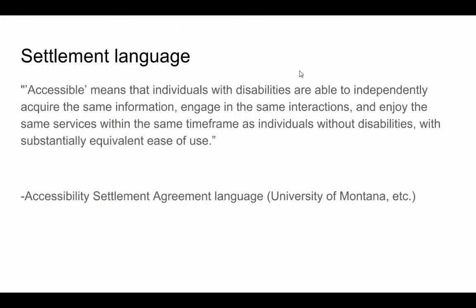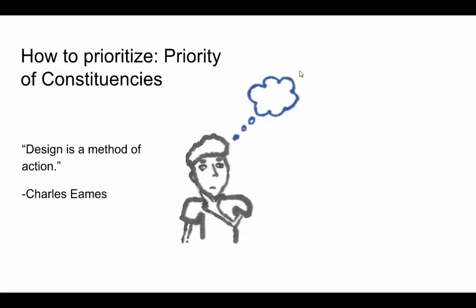So the language that I used in the earlier slide reflects this slide. Accessible means that individuals with disabilities are able to independently acquire the same information, engage in the same interactions, and enjoy the same services within the same time frame as individuals without disabilities with substantially equivalent ease of use. So that also brings in the usability of the systems that you're using as well.